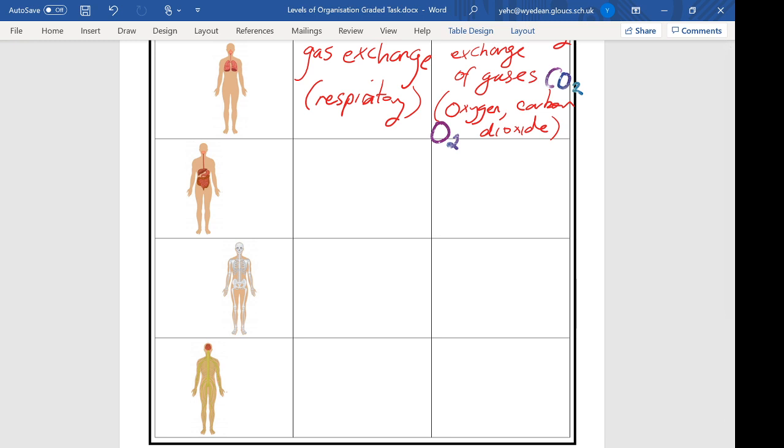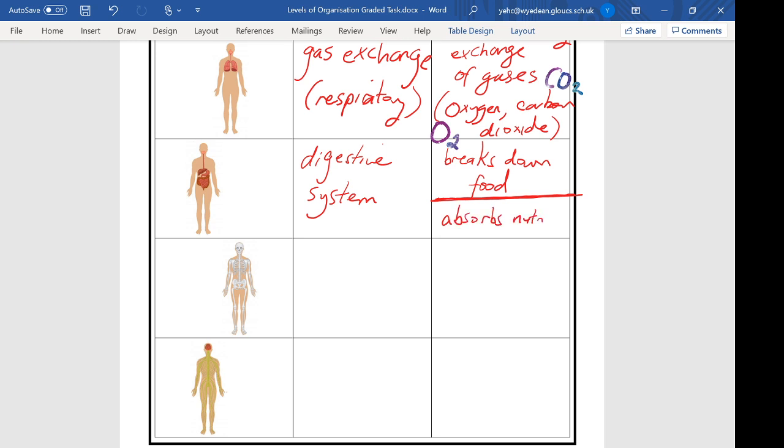Then I see the intestines, I see the stomach. So that is the digestive system. Don't just say breaks down food. Once again, that is only half of what it does. The other half of what it does, it also absorbs the nutrients.